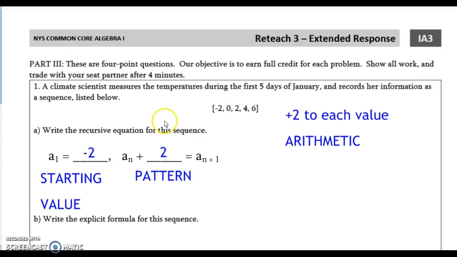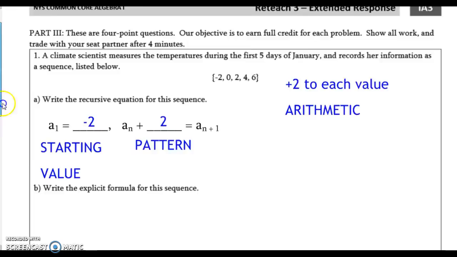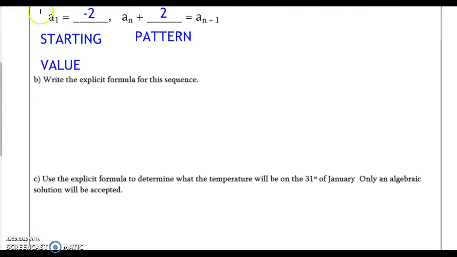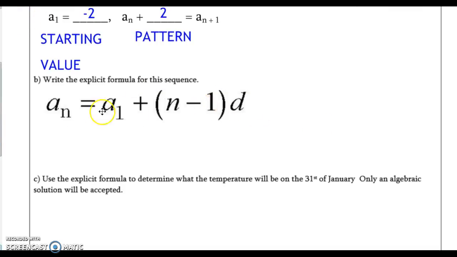Next, it asks us to write the explicit formula for the sequence. The explicit formula is found on your reference sheet, and it looks like this. And again, this is straight from the reference sheet. A sub n, which is any term, is equal to a1, which we just said is the starting value, plus n minus 1 times d. That d stands for the common difference.